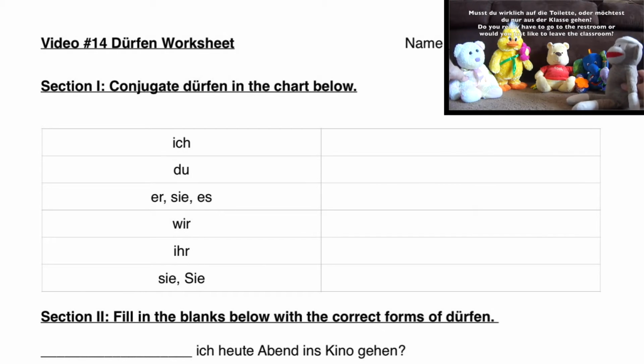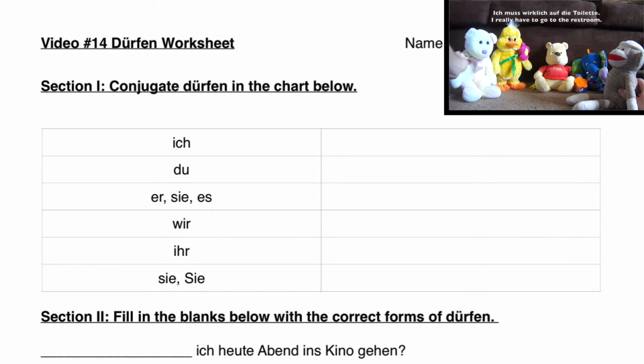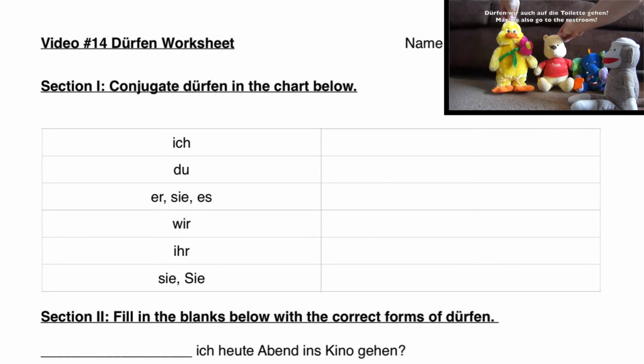Today we're talking about dürfen. Dürfen is the modal auxiliary that means may or to be allowed to. And so if you haven't seen the German with Puppets explanation about this, go ahead and click up there on that button. And in the meantime, let's go ahead and get started.